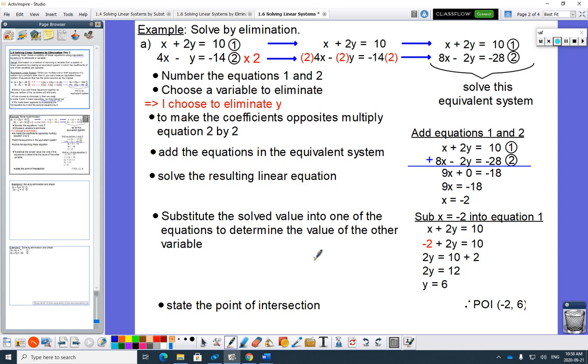So here's another example done for you. Here we have x plus 2y, and 4x minus y. Again, because the y values are already opposite signs, I'm going to choose that variable. You can choose the x, but one of them you would have to multiply by a negative sign. And then you could even have, let's say you had, this.